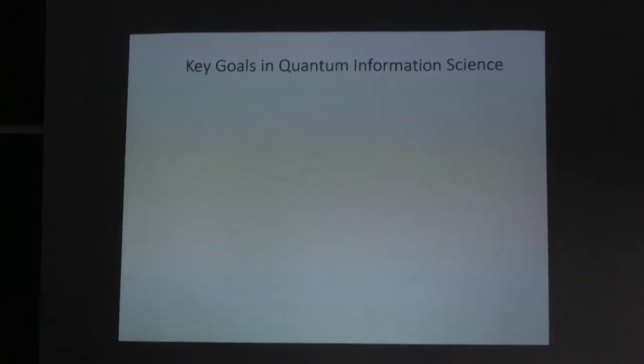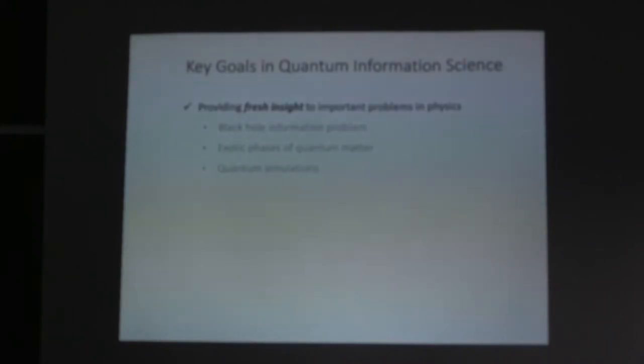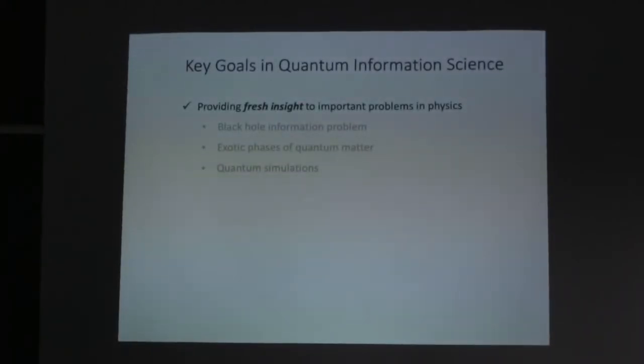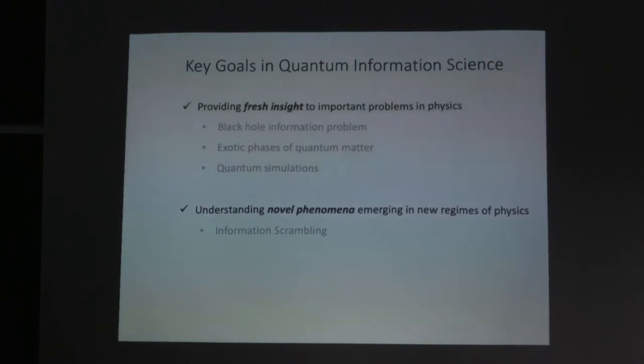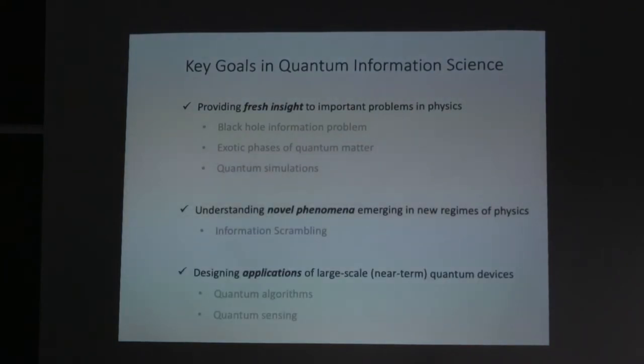In this field, I think we have three important categories of problems that we have to address. The first one is, using these new languages, can we provide fresh insight to important problems in other fields? The information paradox or the exotic phases of matter belong to this kind of category. The second is, now that we are talking of new regimes, can we think about unexpected phenomena, fundamentally new types of phenomena that only exist in this new type of physics? And finally, it would be very nice if we can design applications based on this new emerging physics.